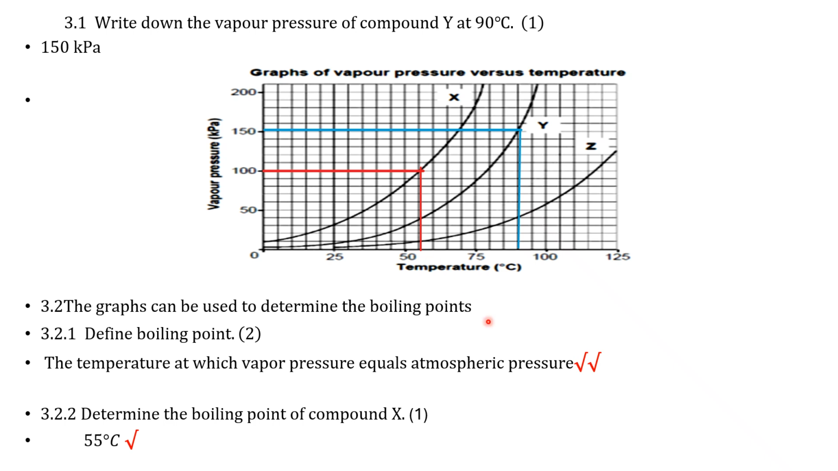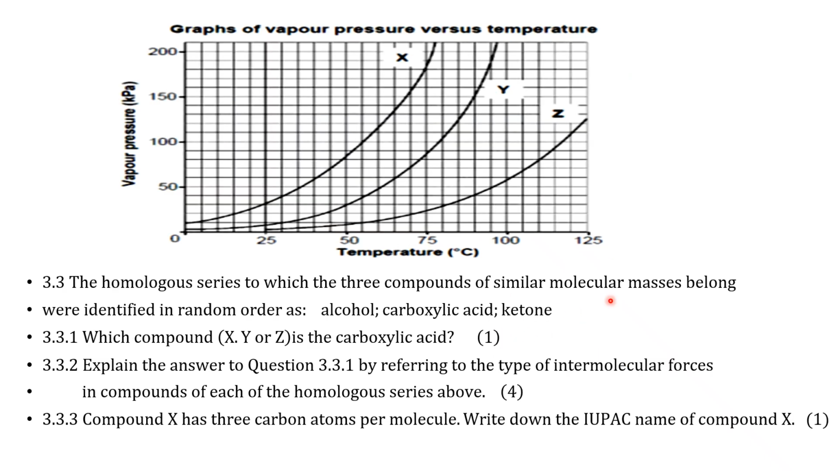Let's look at the next set of questions. Right, so 3.3, the homologous series to which the 3 compounds of similar molecular masses belong were identified in random order as alcohol, carboxylic acid, and ketone. Which compound X, Y, or Z is the carboxylic acid for 1 mark? Explain the answer by referring to the type of intermolecular forces and compound of each of the homologous series.